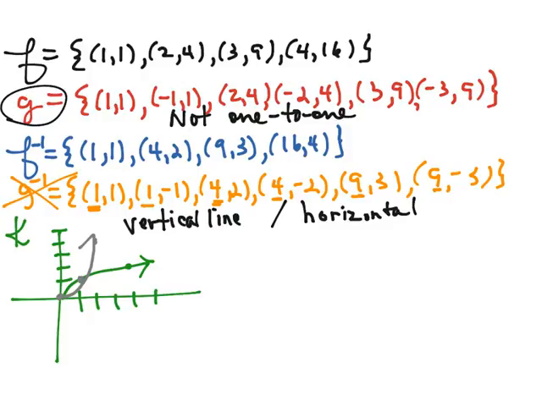Now note that if I were to draw in the main diagonal y equals x, the graph of k and the inverse of k are reflections about the line y equals x, and that will always happen with a function and its inverse.